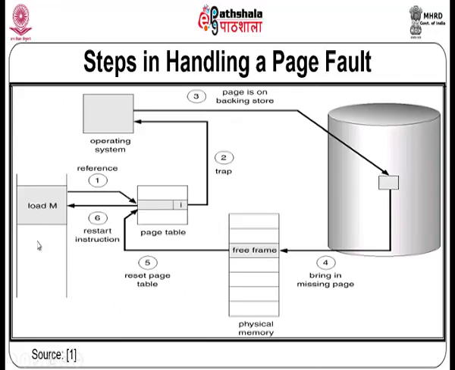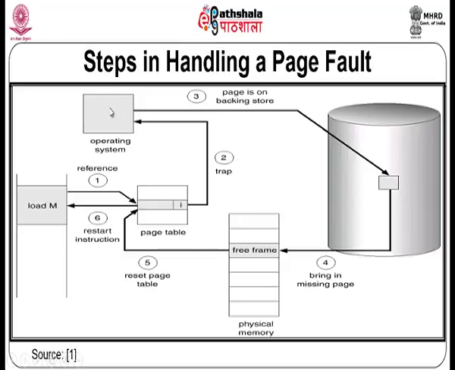If you look at the steps involved in handling a page fault, say now there is an instruction called load M. Corresponding to this instruction, the CPU will generate a logical address, and you look into the page table to find the corresponding physical address, but you find that it is marked as invalid. If it is marked as invalid, a trap is given to the operating system. The operating system now finds that it is marked invalid because the page is kept in the backing store.